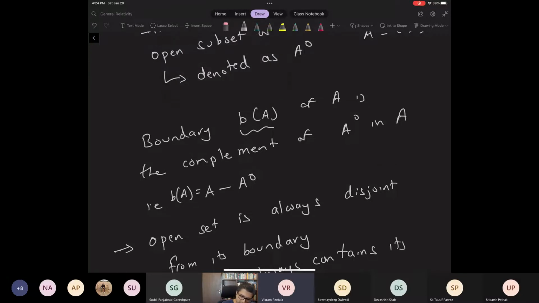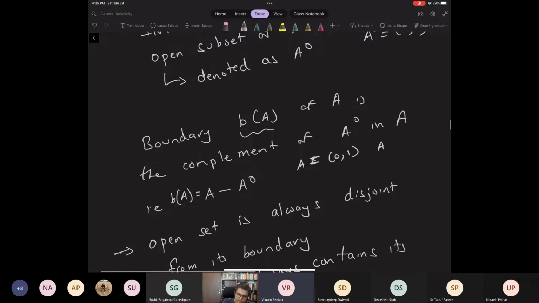Okay, so let's take two examples. A can be any subset of X. So let's take A to be equal to (0, 1). What is A0? That is, what is the interior of A? We've already done this example just above. A itself. And in this case, what is the boundary of A? The null set. Okay, so an open interval doesn't have a boundary.